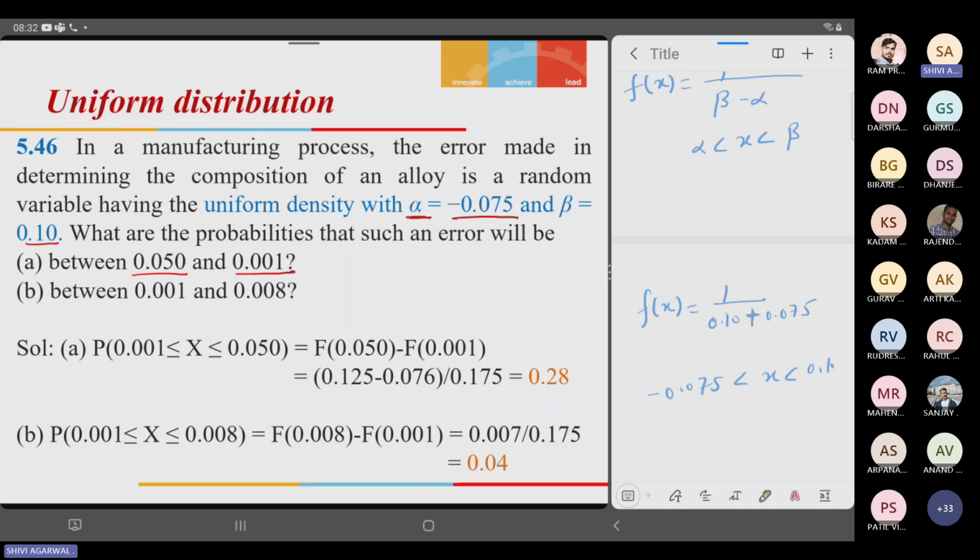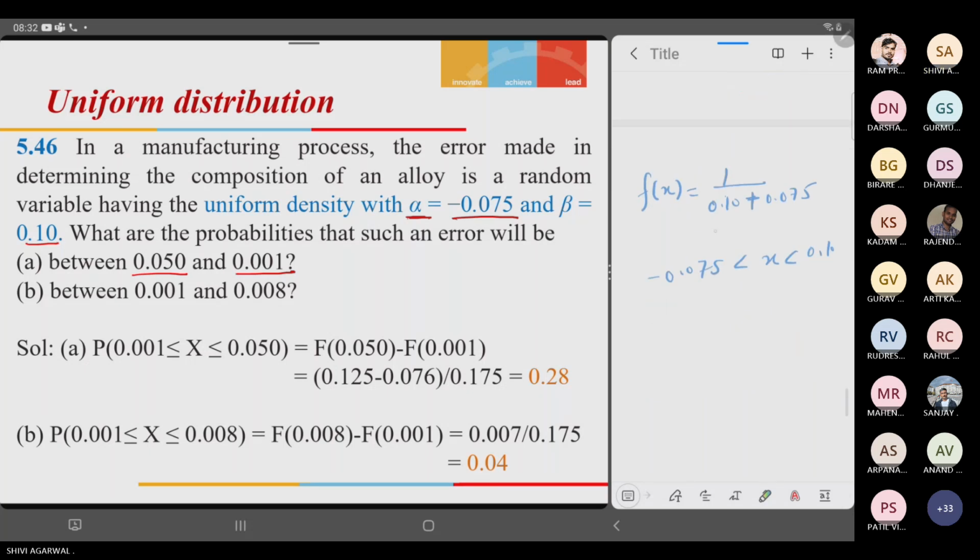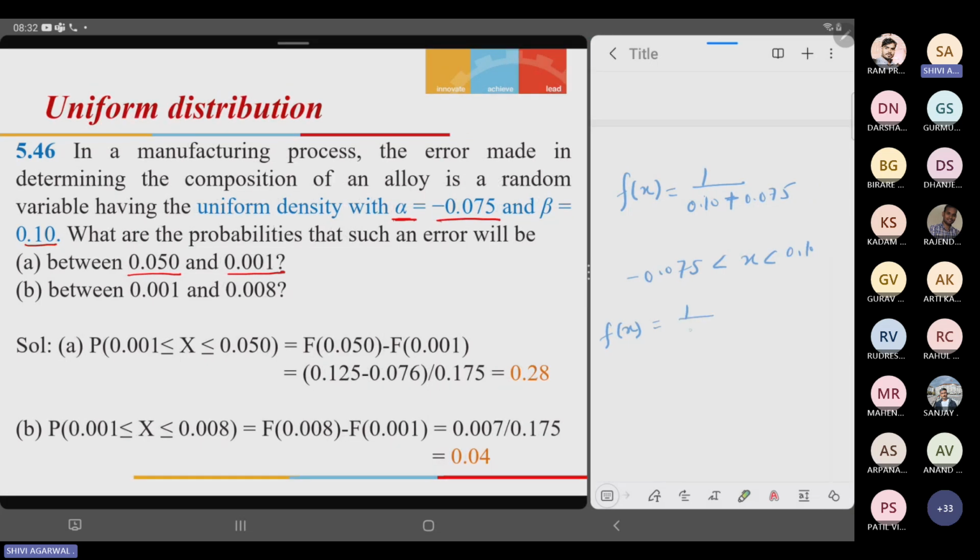So it will become here f(x) is equal to 1 upon 0.175 in the range of minus 0.075 is less than x is less than 0.1 here. Correct. Now after that we are just finding the probability between 0.050 and 0.001.